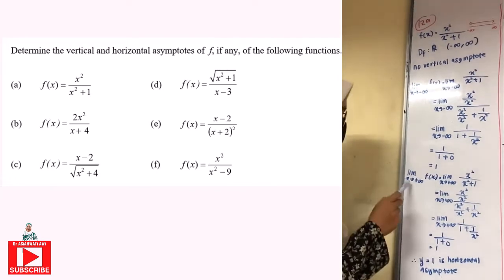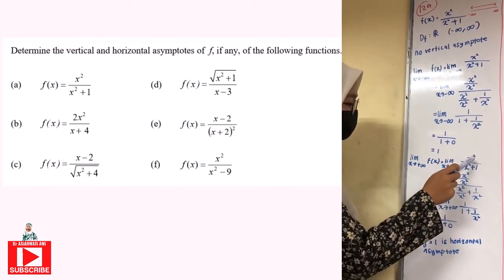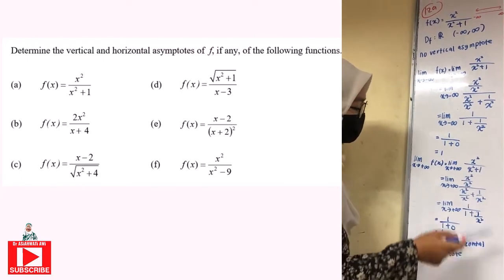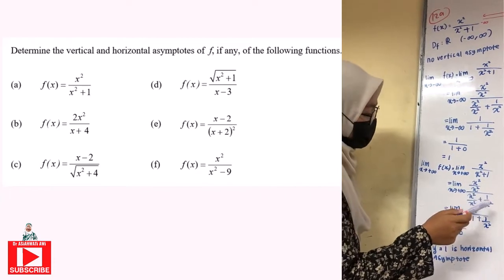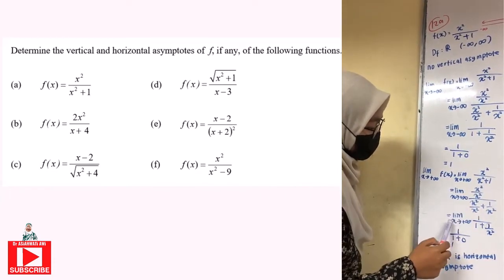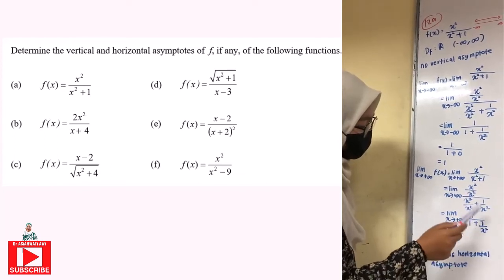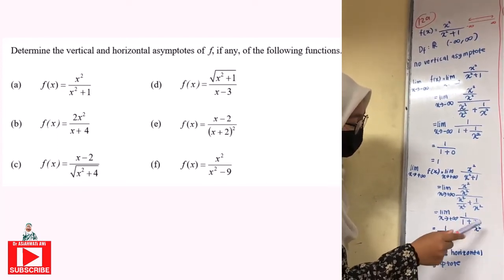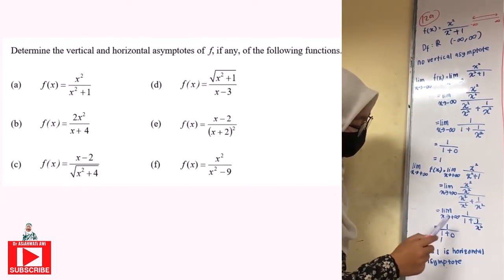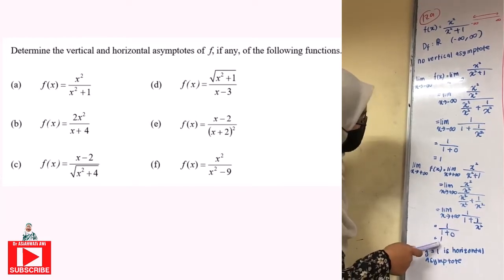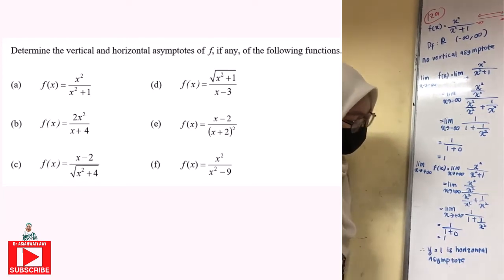For the limit as x approaches positive infinity of x squared over x squared plus 1, same step: we divide by the highest degree, which is x squared, and then we get the limit as x approaches positive infinity of 1 over 1 plus 1 over x squared. We substitute positive infinity, we get 1 over 1 plus 0. So we get 1. Therefore y equals 1 is the horizontal asymptote.